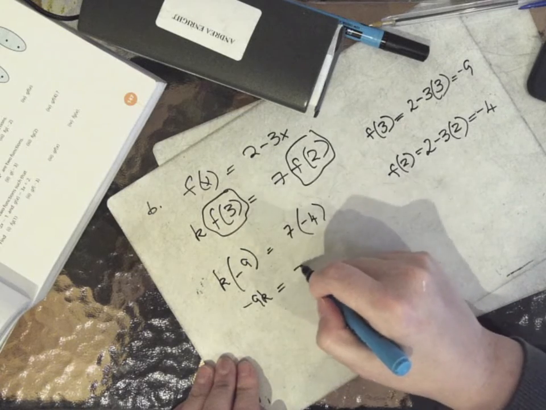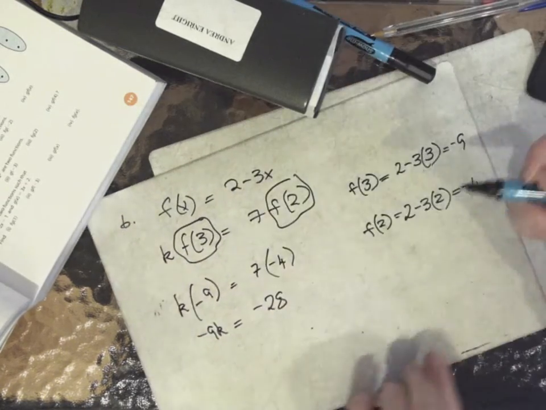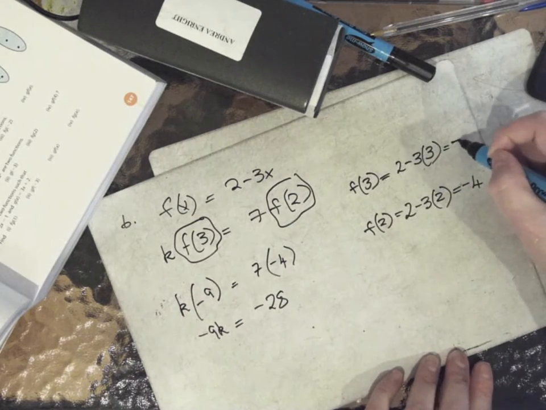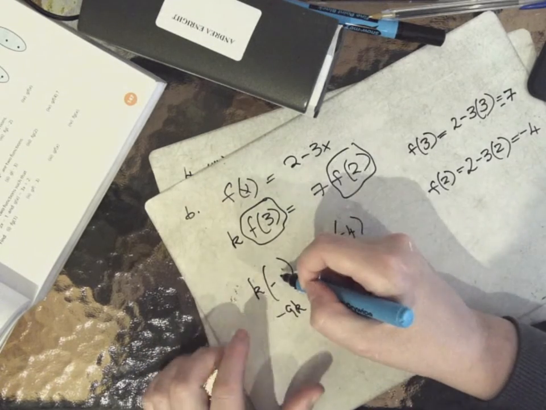7 fours are 28. You know, that's actually a minus 7. I made a mistake there. 2 minus 9 is minus 7. That should be a minus 7. Sorry.